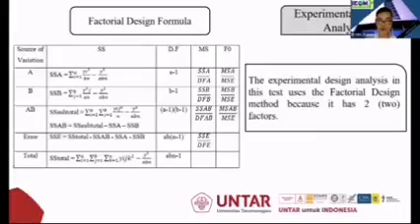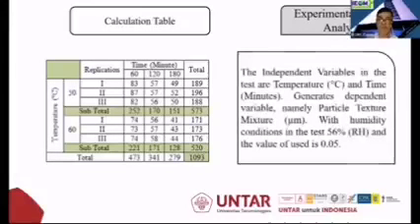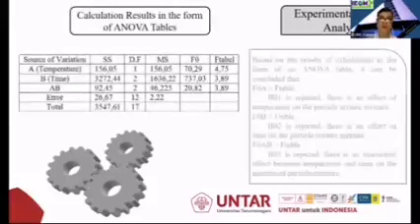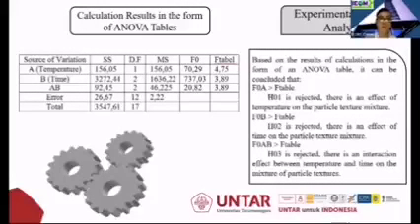Factorial design formula. The experiment design analysis in this test used the factorial design method because it has two factors. Calculation table. The independent variables in the test are temperature, in Celsius, and time, in minutes, which generate the dependent variable, namely particle texture mixture, in μm, with the humidity condition in the test 56% RH, and the alpha value is 0.05. Calculation results in the form of ANOVA tables.